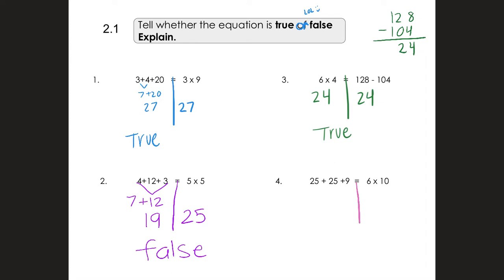Okay, on the left side I have 25 plus 25 plus 9. And I know that 25, it's like a quarter. So a quarter and another quarter is 50 cents. 50 plus 9 is 59. But I know this fact. 6 times 10 is 60. They do not equal each other, so this is false.